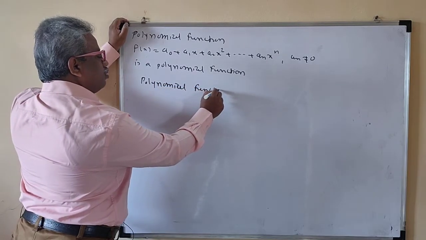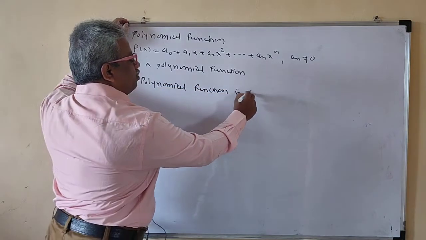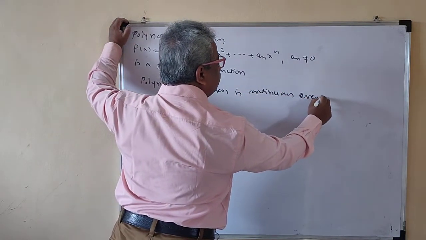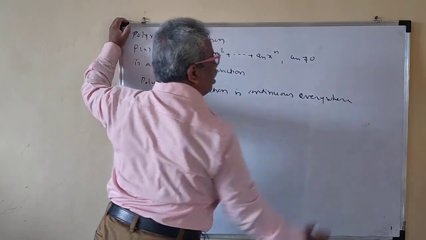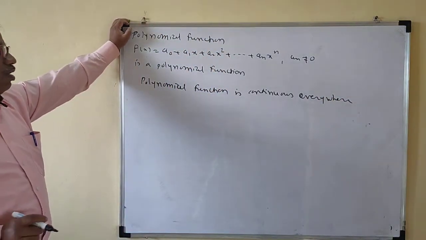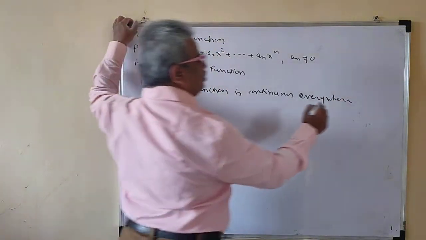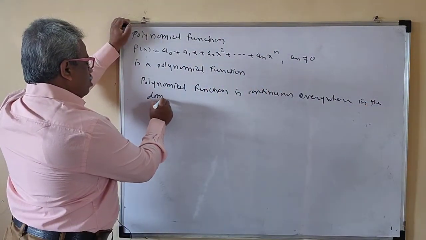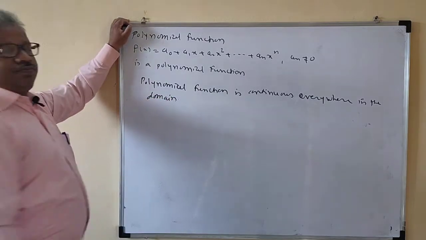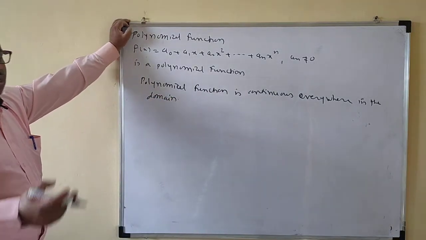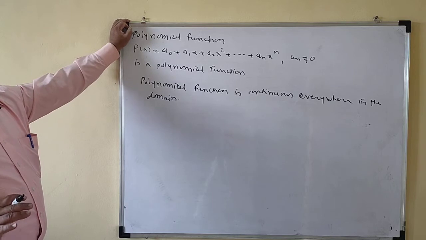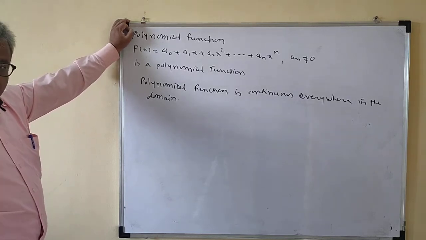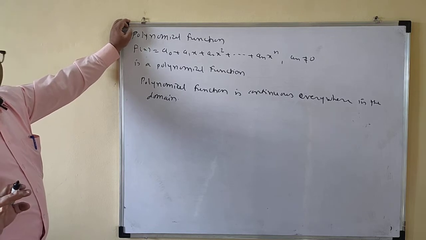And a polynomial function is continuous everywhere. Everywhere means everywhere in the domain. Whatever the domain is given, in that domain your polynomial function is continuous. So a polynomial function is always continuous. Okay, so note that.